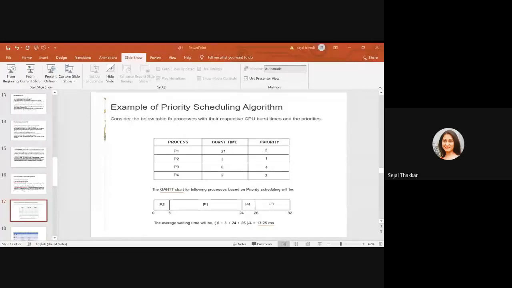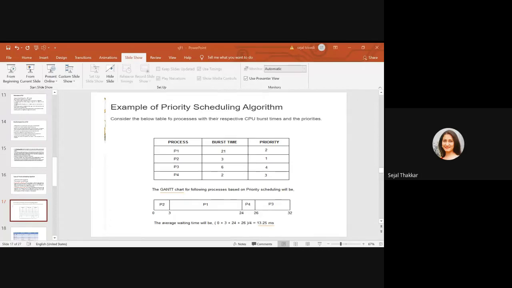So in the Gantt chart, you first put process P2. P2 has 3 units of execution, so from 0 to 3, P2 will execute because it is non-preemptive. Now P2 has finished execution, so remove it. The next highest priority is P1 because it is 2, and P1 has 21 as its execution time or burst time. So P1 will start at 3, and you add 21 because it will execute for 21 units of time. So it starts at 3 and executes up to 24, by adding 21 to the 3.